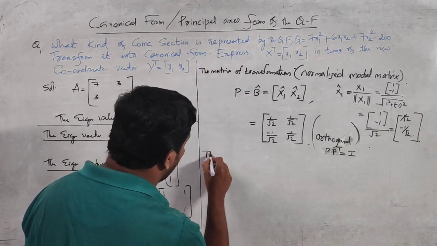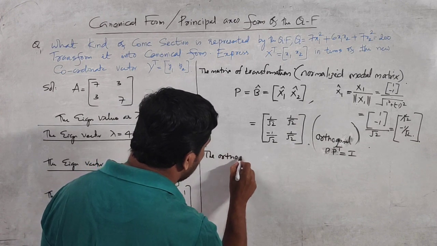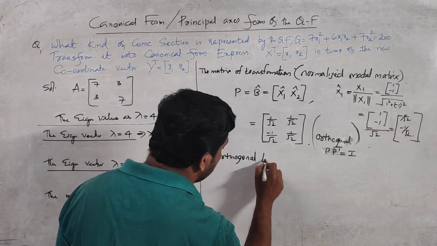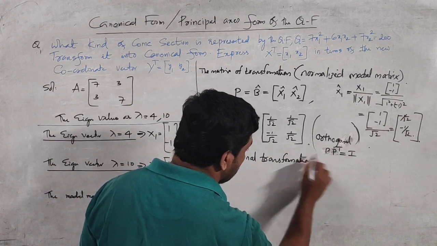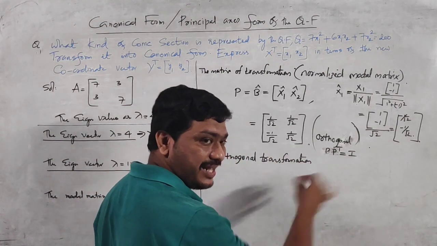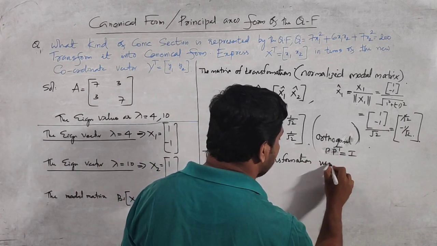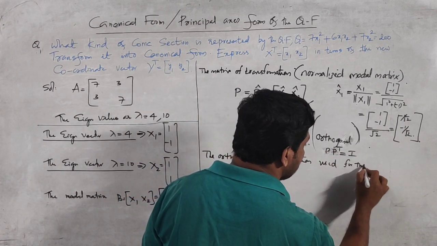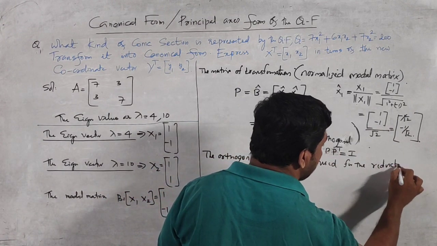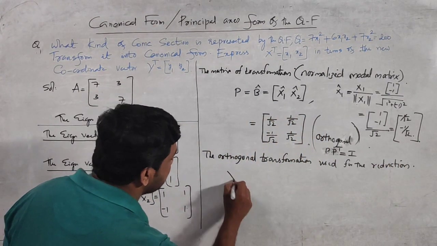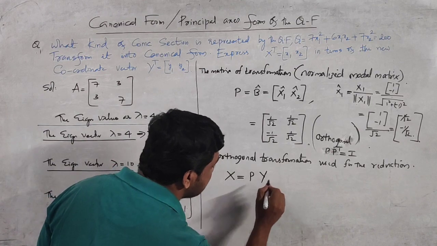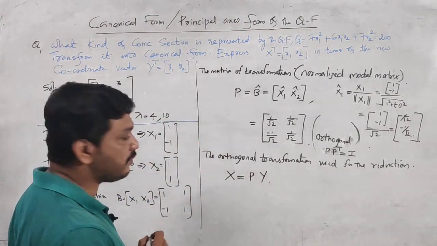what is the orthogonal transformation used for this reduction? Reduction means just converting the given form to a new form, that is, principal axis form or canonical form. It is x is equal to Py. This is the orthogonal transformation used for this purpose.